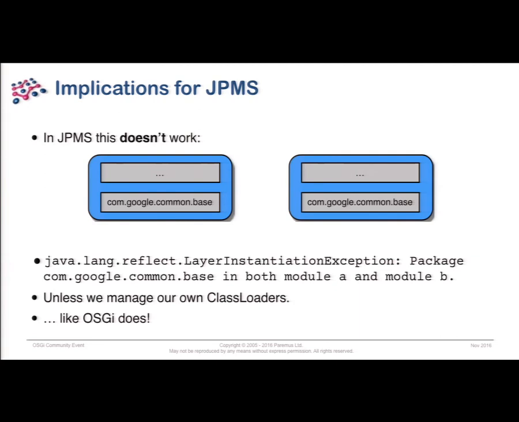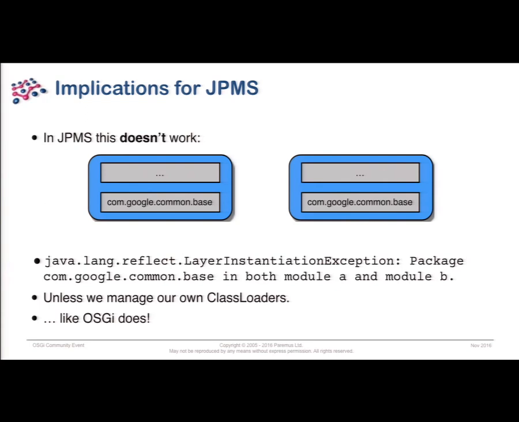The consequence for JPMS, though, is that this doesn't work. So I've used blue as a JPMS module to contrast with an OSGi bundle. So same situation, Google Common Base in both of these modules now, but this will not work. If I try to install both of these modules into my module path, I will get a LayerInstantiationException, package blah in both module A and module B. So these two modules are unable to coexist because of their private contents conflicting.